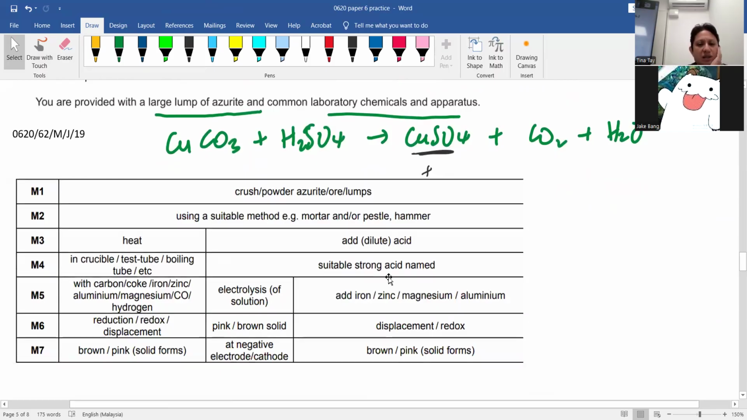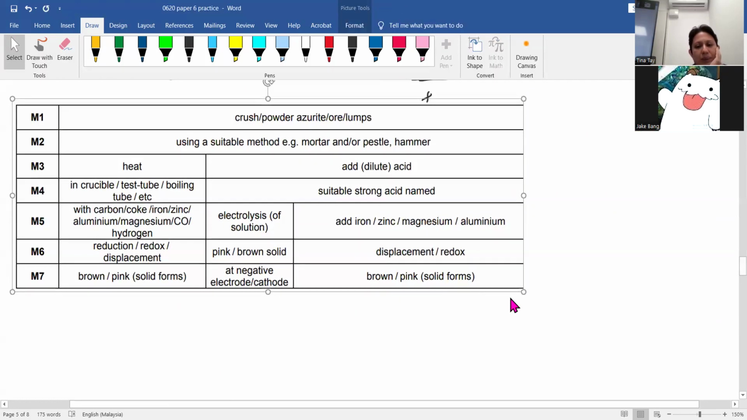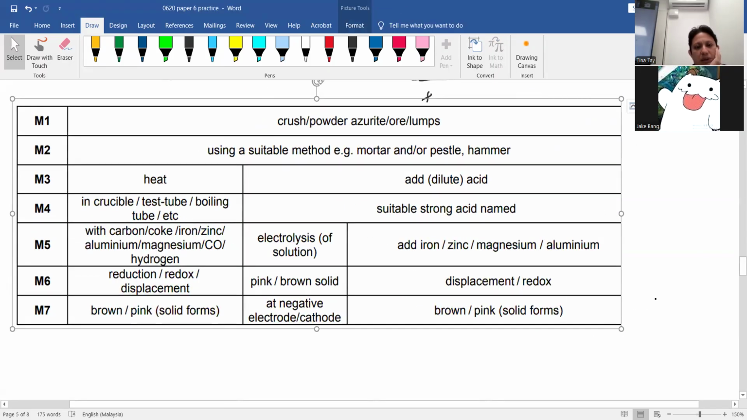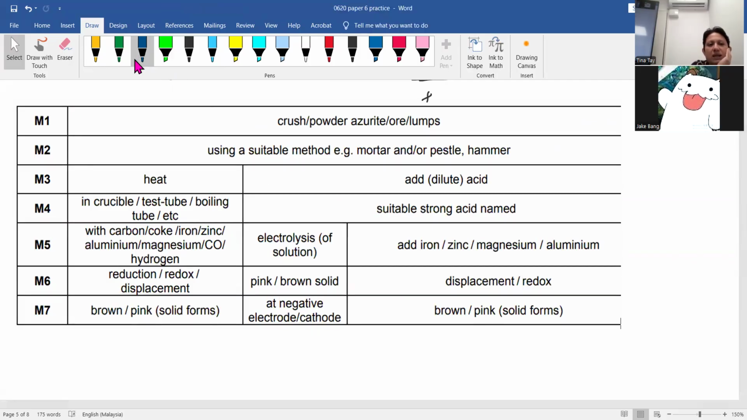The first mark is just crush it with mortar and pestle. And then you heat. There are so many things you can do. Heat in a test tube or in a crucible with carbon or magnesium. A displacement reaction occurs and you get a pink solid or brown solid. Why do they say pink? Because when the copper is freshly made, it is a little bit pink. It's pinkish brown.